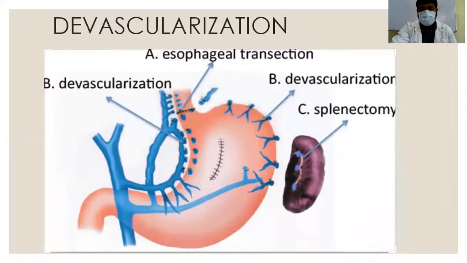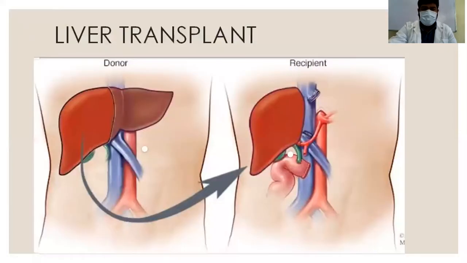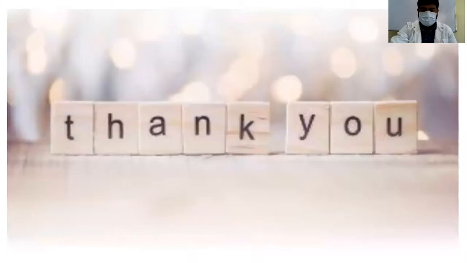Devascularization also can be done. Splenectomy is done in hypersplenism, and in ascites, a drain is attached into the peritoneal cavity where the free fluid is there. Into that space, we go with the needle, and what do you do? Paracentesis. And in case of liver failure, in case of cirrhosis like that, liver transplant has to be done. Okay, this is about portal hypertension.